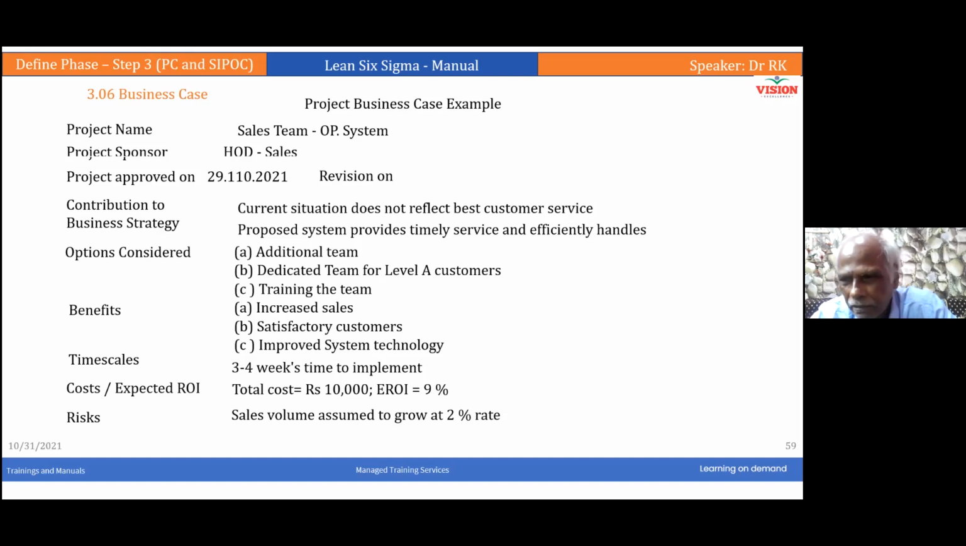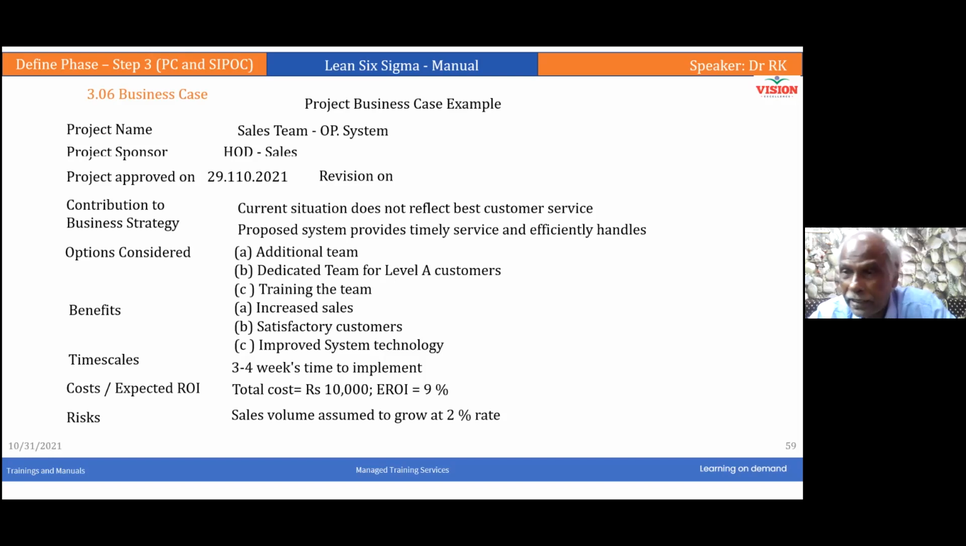And then benefits, the increased sales. All this quantity also you can say, quantum is required always. And satisfied customers, improved system technology, and all these things are benefits you can state. Time scale, 3 to 4. I made it for project charter, therefore I'm just showing it as a project charter example. And cost, expected return on investment, 9%. If the bank pays only 5%, 9% is always better.